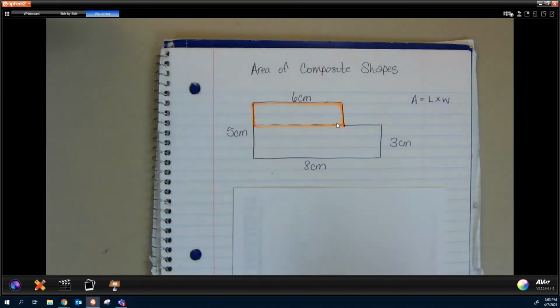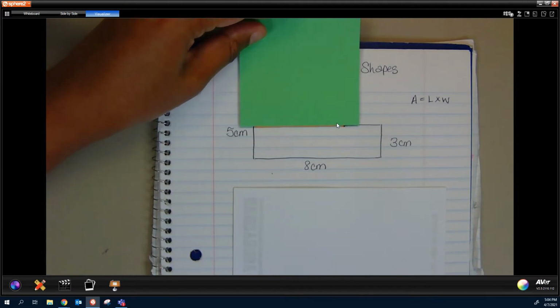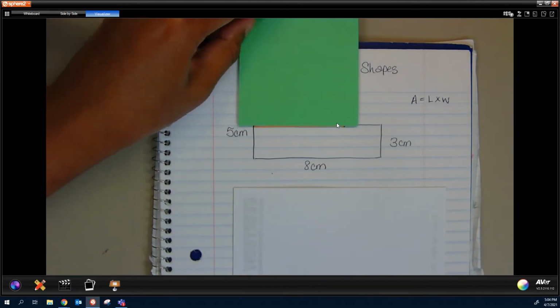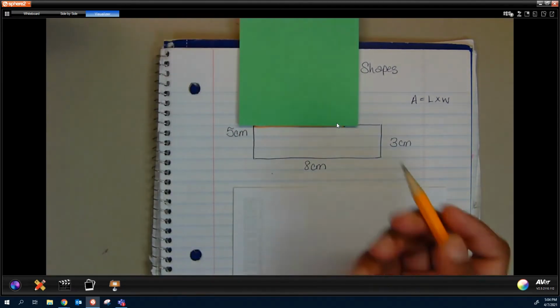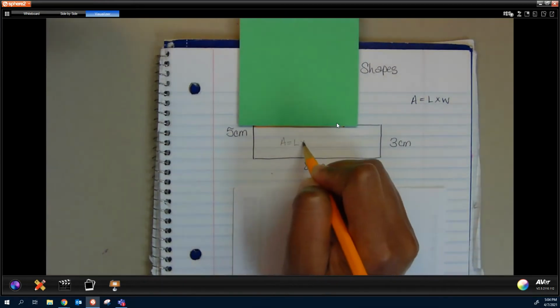Okay. And what we'll do is just find the area of each. If it helps, you can take a piece of paper and just cover one and find the area of each one separately. So area equals length times width.